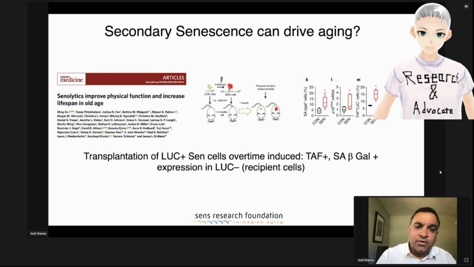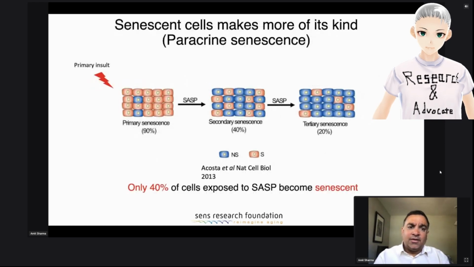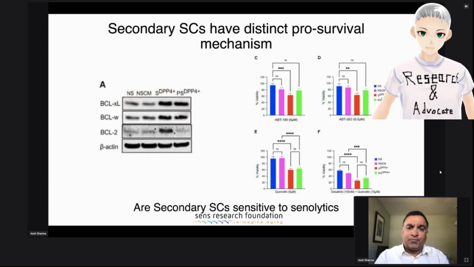Here they're showing that if you transplant luciferase-positive senescent cells into mice, then over a period of time you can see senescent cells that are luciferase negative in different parts of the mice, suggesting that the factors these cells produce can drive inflammation down the road. In this context, we've looked at paracrine senescence as a mechanism by which senescence propagates in vitro as well.